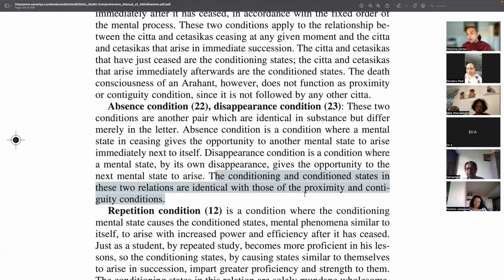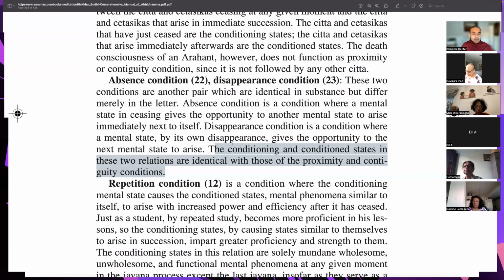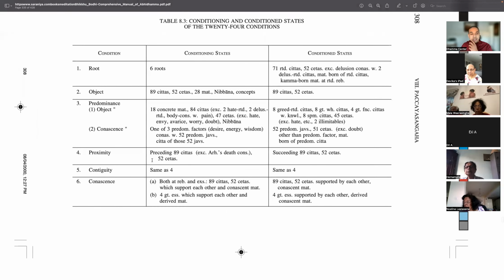Now, in proximity condition, let us go to the chart. In proximity condition, we dealt with proximity, meaning what arises, or within which proximity, or as a proximate cause, what arises, right? And then the continuity of that, again leading to the same 89 cittas, 52 cetasikas, except the arahant's death consciousness, and the conditioned state becomes the 89 cittas and 52 cetasikas, right?